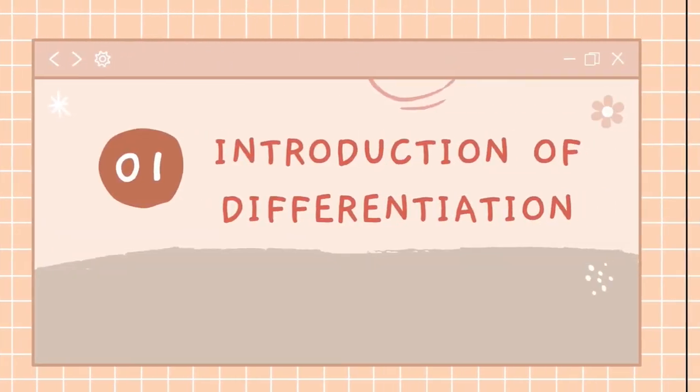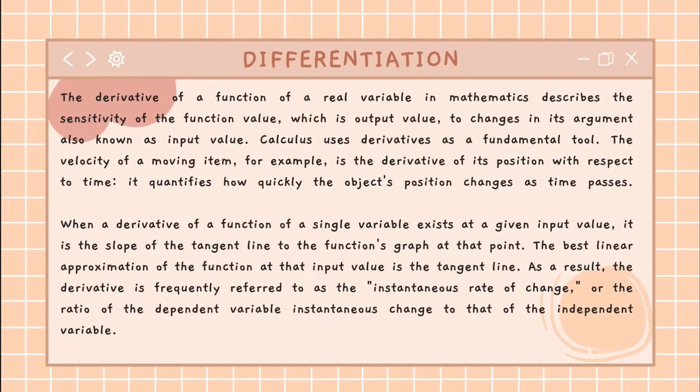Introduction of differentiation. The derivative of a function of a real variable in mathematics describes the sensitivity of the function value, which is output value, to change in its argument, also known as input value. Calculus uses derivative as a fundamental tool. The velocity of a moving item, for example, is the derivative of its position with respect to time. It quantifies how quickly the object's position changes as time passes.